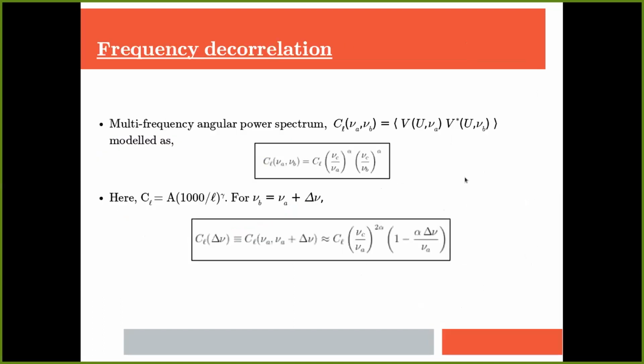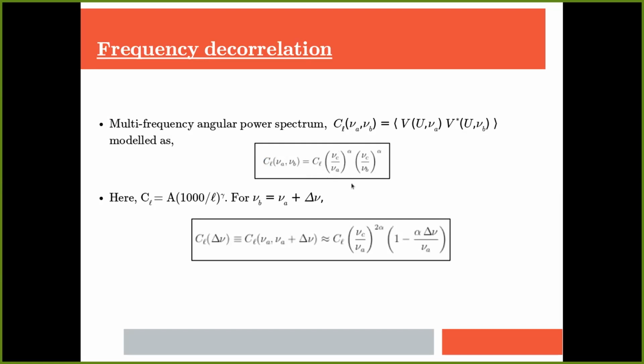Another important factor to note is how the frequency decorrelation of the power spectrum of the foregrounds goes, because this is what is used to separate the foregrounds from the 21 centimeter signal. It is characterized through the multi-frequency power spectrum, which is the visibility correlation at 2 different frequencies. And these can be written as a power law like this. So for the angular power spectrum, where nu_A is equal to nu_B, it is proportional to C_L times nu_A to the power minus 2 alpha. And this alpha has also been characterized using many observations, which suggest that it has a value of around 2.8 to 3.2.